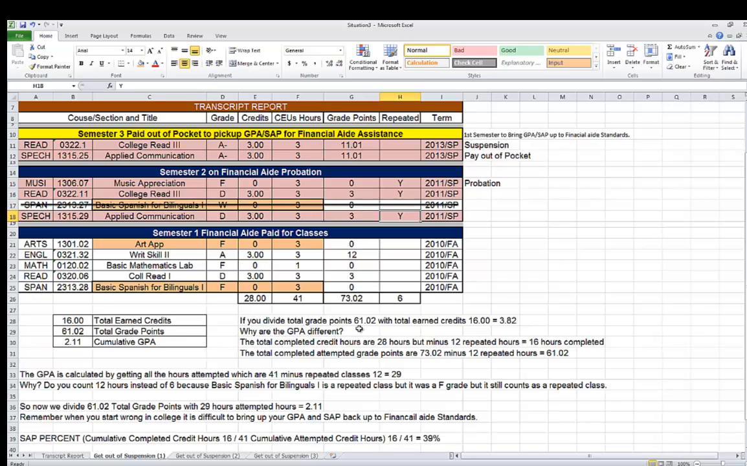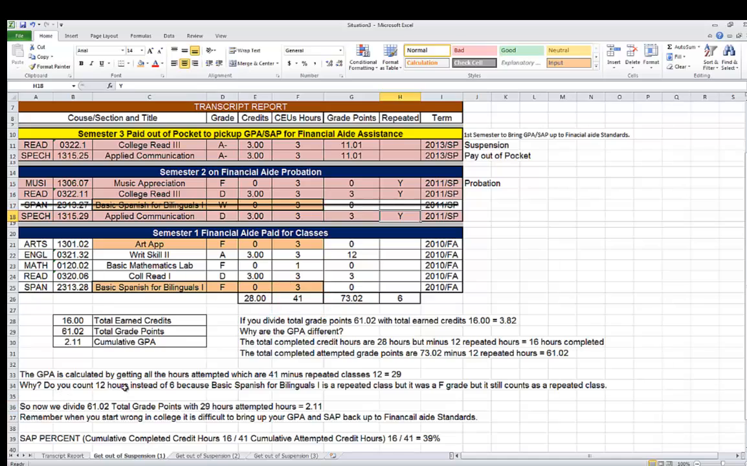If you divide the total grade points 61.02 by total earned credit 60.00, it equals 3.82. Why the GPA difference? Because the total completed credit hours are 28, minus the 12 repeated hours, is 16 hours completed. The total attempted grade points are 73.02, minus the 12 repeated hours, 61.02. Now the GPA is calculated by taking all the hours attempted, which are 41, minus the repeated classes, which was 12, equals 29.